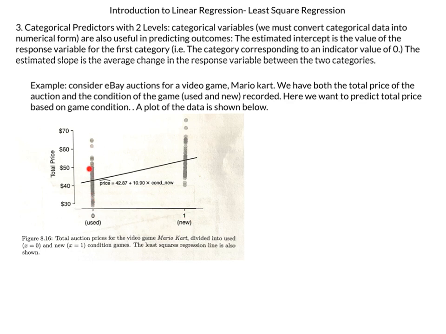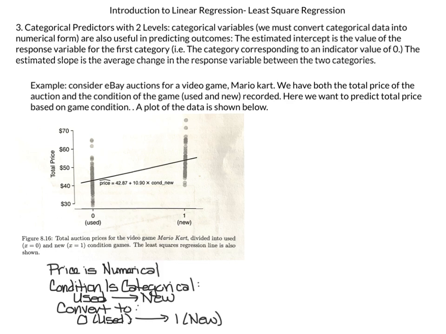You can see here if we only have the condition used and new, nothing in between. When it's used, this is where our price points tend to be. We have something that sold as low as $30, something that sold as high as something around $65. If we have something that's brand new, then the lowest price tends to be somewhere around 40 or a little over 40, whereas the high price tends to get towards 80. And again, just to summarize, the price is numerical, that's great. Condition is categorical. We can go from used all the way to new, so we're going to convert totally used as 0, totally new as 1.